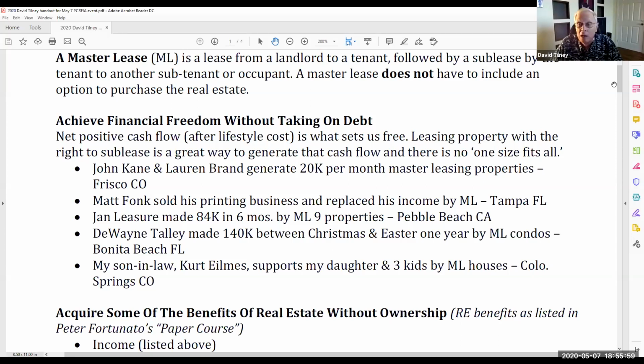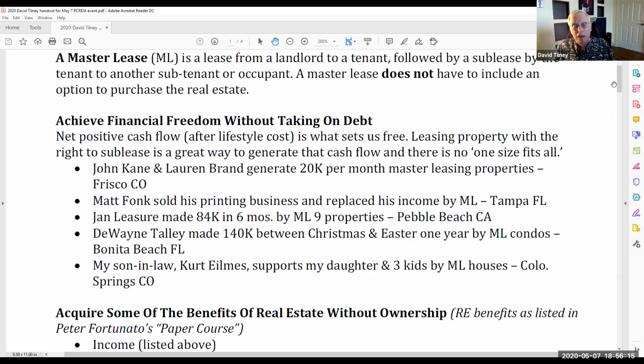But let me start with the outline. The next thing I have in there is you can achieve financial freedom without taking on debt. And I've given you several examples. One of the best ones that I know of is John Kane and Laura Brand. And they came to Colorado with just a pop-up camper.